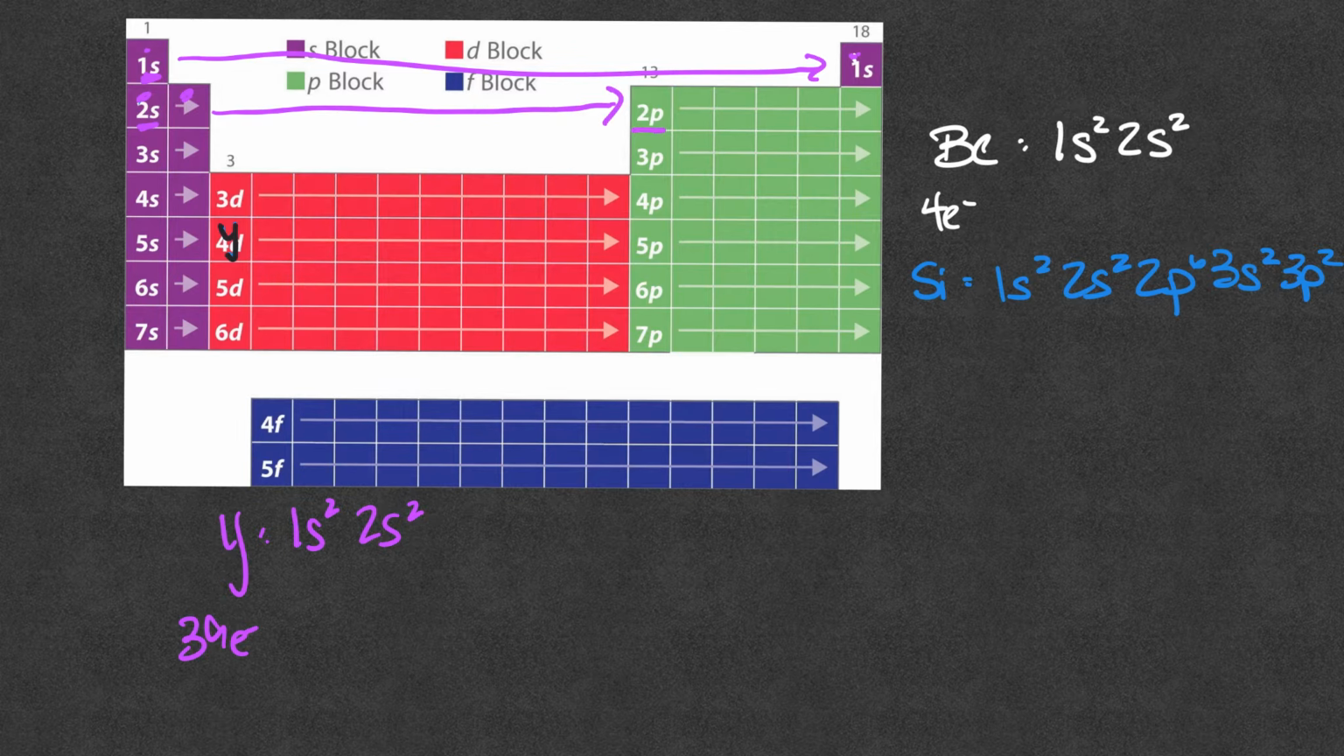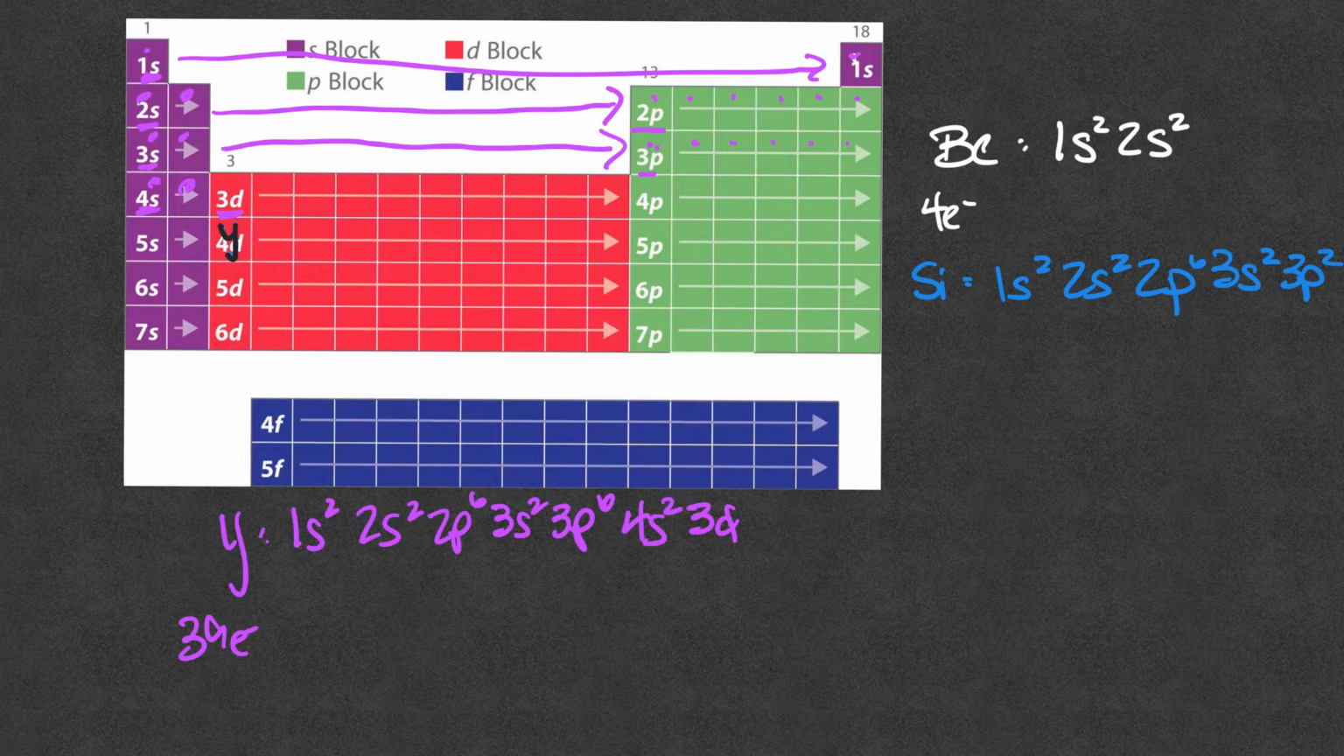What do I have next? 2p. How many do I have? 1, 2, 3, 4, 5, 6. Move on to the next, 3s. How many electrons do I have? 1, 2. Read all the way to the right. Then I have 3p. Then you read 1, 2, 3, 4, 5, 6. Then next is 4s. How many do I have? 1, 2. Then, interestingly enough, we go to 3d. How many do I have? 1, 2, 3, 4, 5, 6, 7, 8, 9, 10.